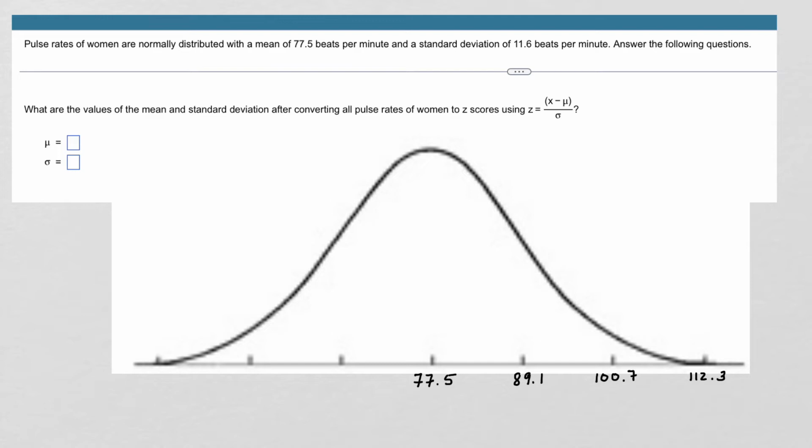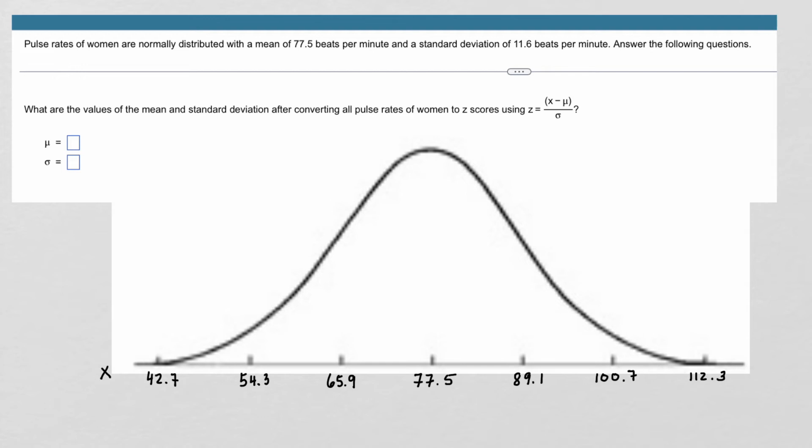Now I can go backwards and subtract 11.6 from the mean, and that gives me 65.9. Subtract 11.6 again, and I get 54.3, and then finally 42.7. So these are all x values.